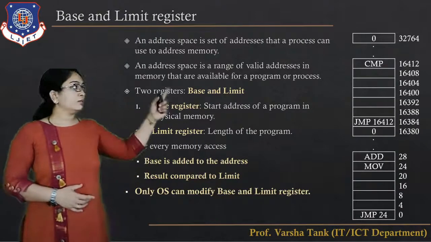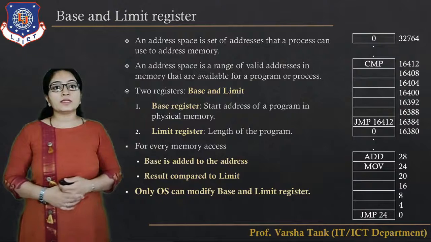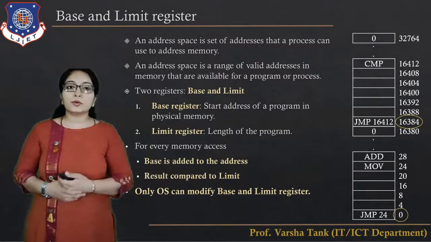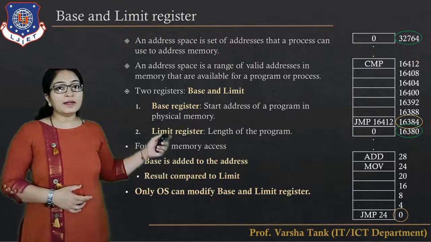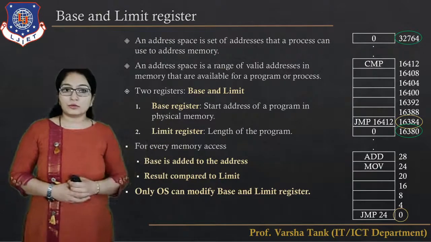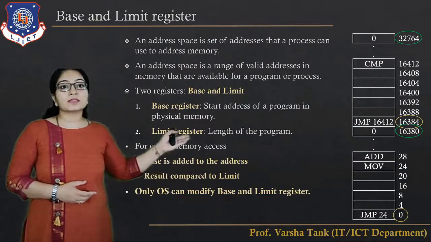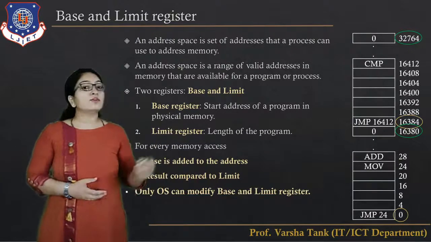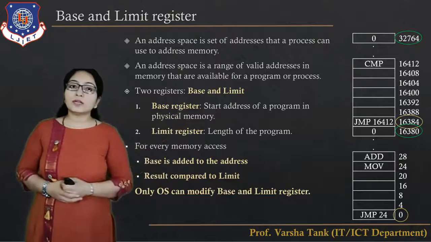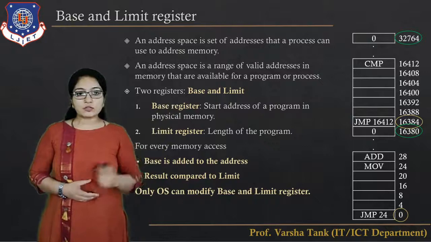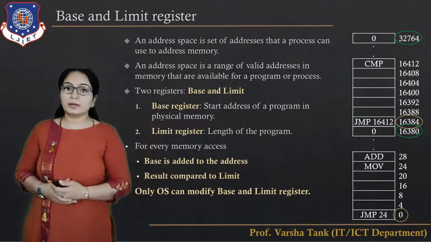Okay, so here you can see this program. Here you can see this is the base register, that means the base address for program 1 and program 2. And this is the limit address for program 1 and program 2. So for program 1, the base address is 0 and the limit is 16,380. And for program 2, the base is 16,384 and its limit is 32,764. Got it? So this is the base register and this is the limit register.